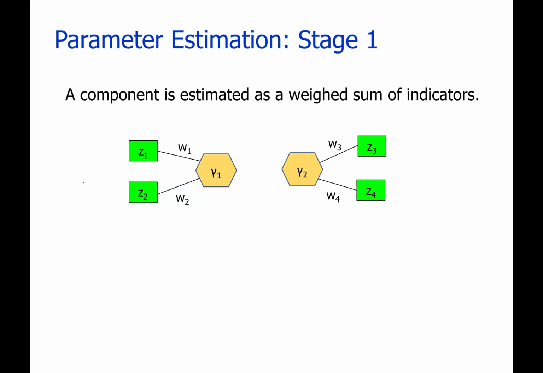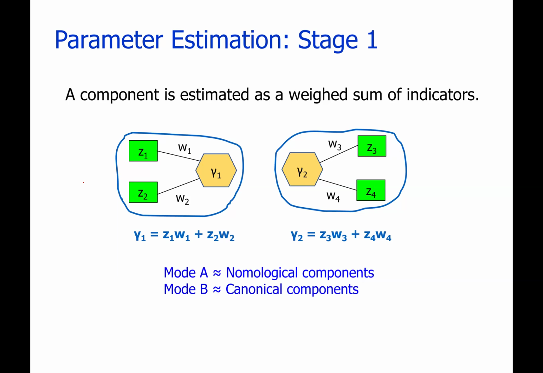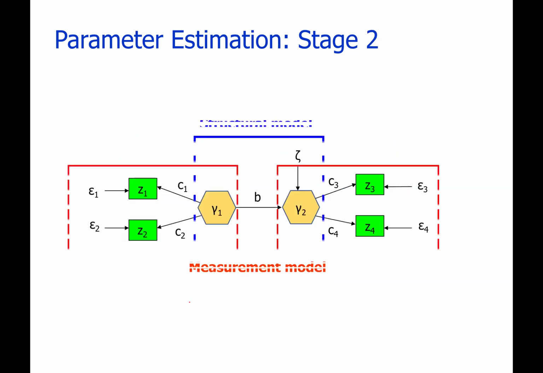But if you are familiar with PLS, in PLS there are two different ways of estimating component weights in stage 1, mode A and mode B. Again, if you are not familiar with PLS, you don't need to worry. But simply put, mode A is the same way of estimating nomological components in GSCA. On the other hand, mode B is the same as estimating canonical components in GSCA. Just a terminology difference.